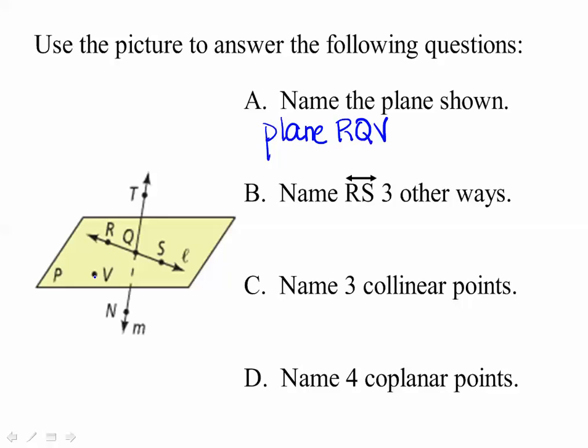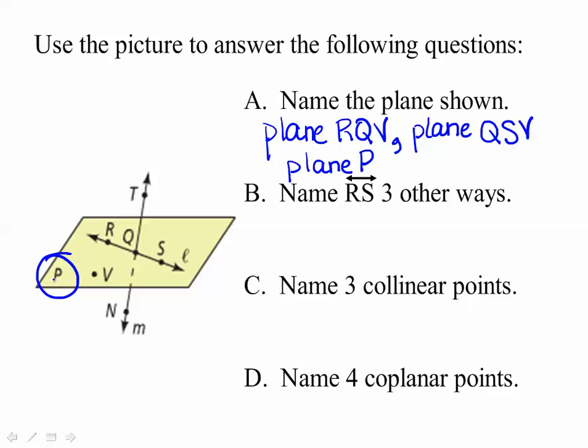R, Q, and V are on the plane, and not all 3 of them line up. It's okay that R and Q are on the same line, as long as V is not. Another example, maybe I could call this plane Q, S, V. The P in the corner can be used to name the plane. I can call this plane P.